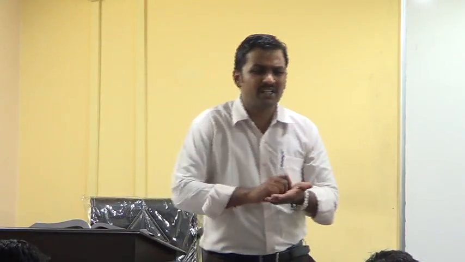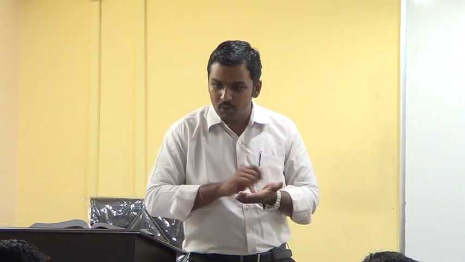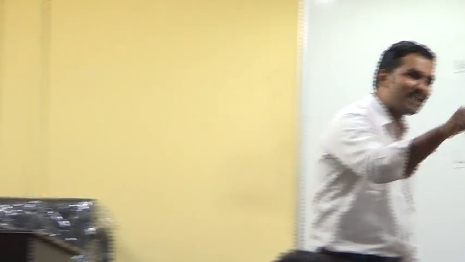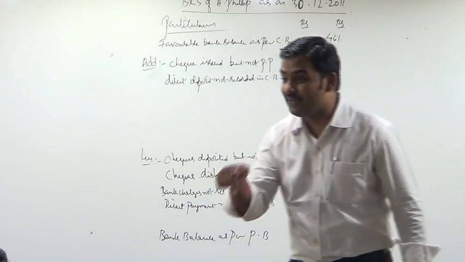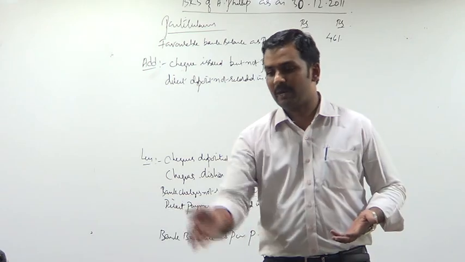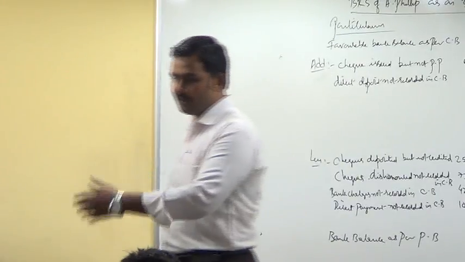Who drew the check? B. Philip drew the check. Drawing a check means B. Philip has issued the check. When will you write a check, boss? When you have to make a payment to somebody, no? So B. Philip issued a check. So the check goes to the bank. Bank makes the payment. Bank should record it in whose account? B. Philip account or A. Philip account? Who issued the check? B. Philip. So bank, when it makes the payment of the check, they should record in B. Philip account. But by mistake they have recorded in whose account? A. Philip's account was wrongly debited.